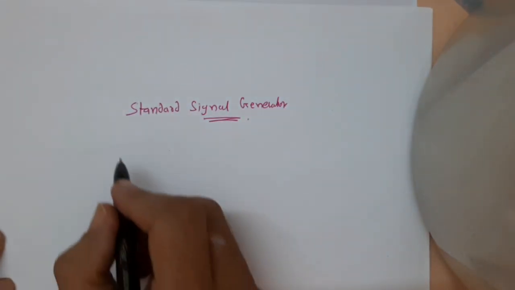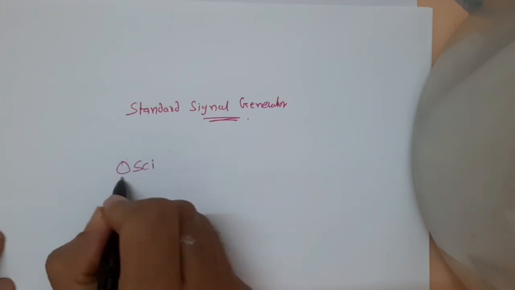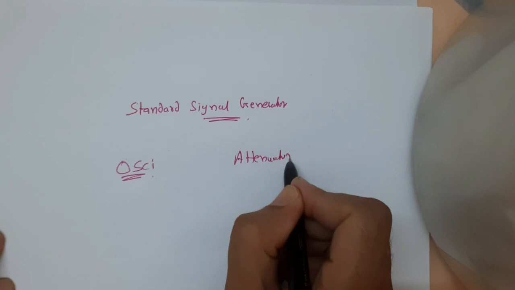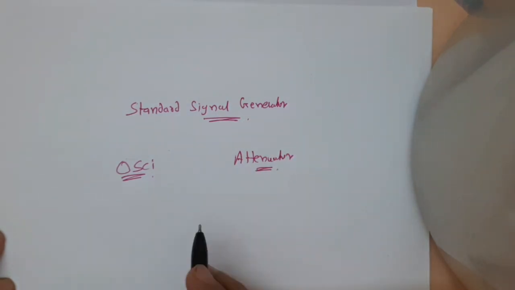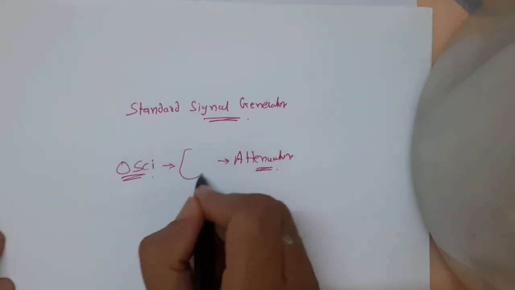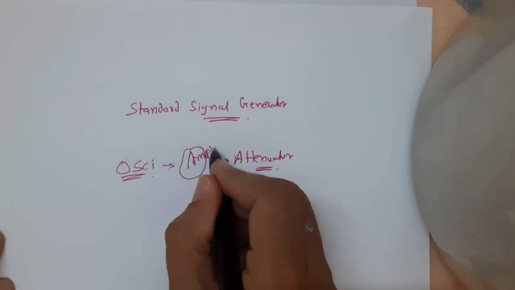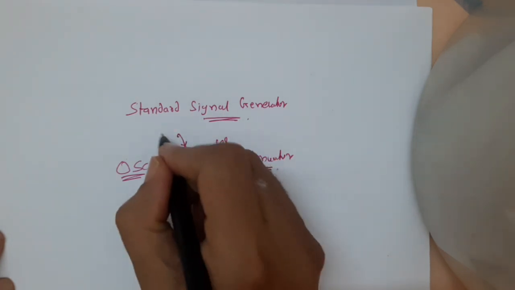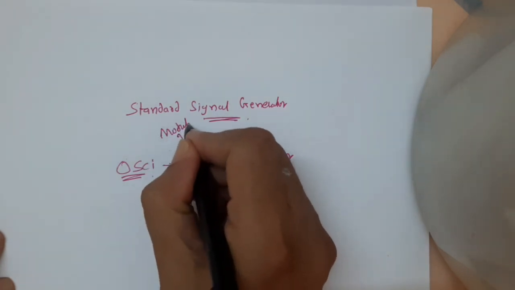Again, there is an oscillator and there is an attenuator. In between these, there is an amplifier. Here modulation takes place.